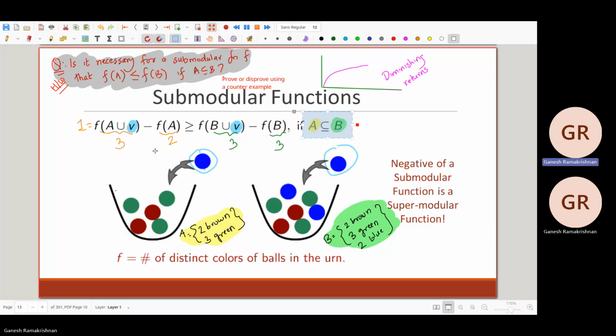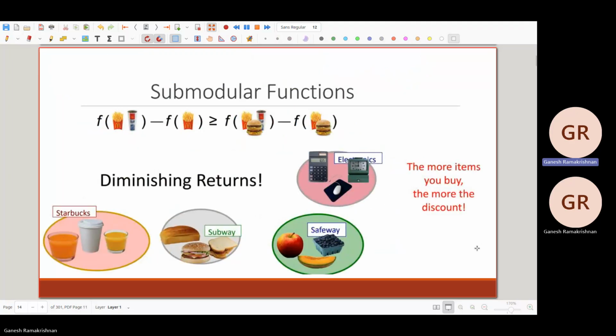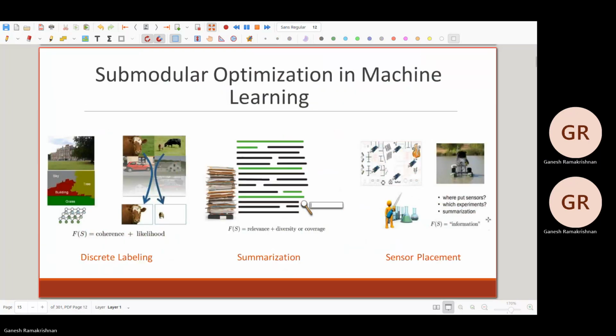So I'm going to leave you with some questions for today, and then I'll conclude in a few more minutes. Submodular functions have all these examples of diminishing returns: the more items you buy, the more the discount happens, and big supermarkets leverage this principle. Or if you're looking at labeling or summarization, the more extensive the summary you produce, the less additional value you're adding. Or sensor placement, the example I gave in class: trying to place sensors, there are going to be diminishing returns.